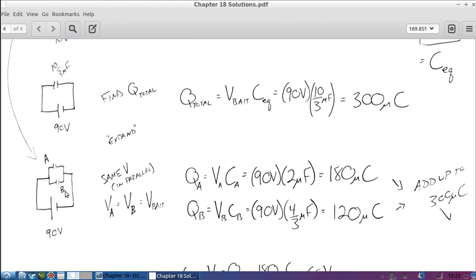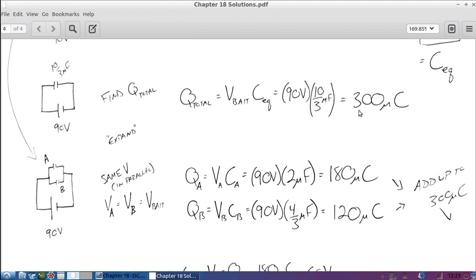So I use Q equals VC for both. The charge on capacitor A is 180 microcoulombs. The charge on capacitor B, 90 volts times 4/3 microfarads, I get 120 microcoulombs. Every time I find either the individual charge on two capacitors or the voltage across each capacitor, I'm going to add them up and make sure that they add up to the equivalent charge or the equivalent voltage. So they add up to 300 microcoulombs.